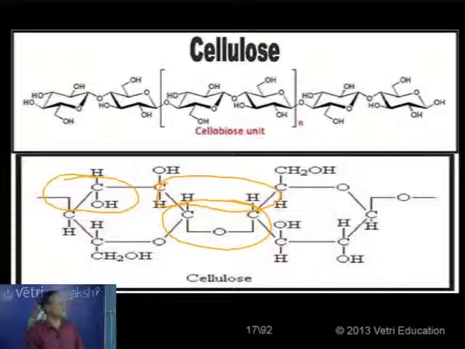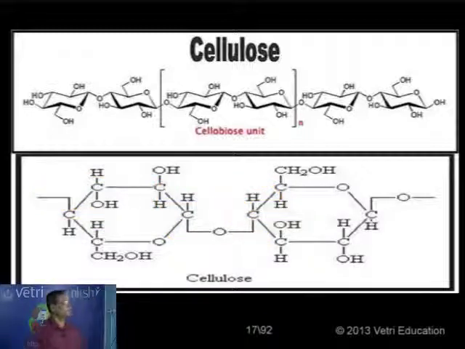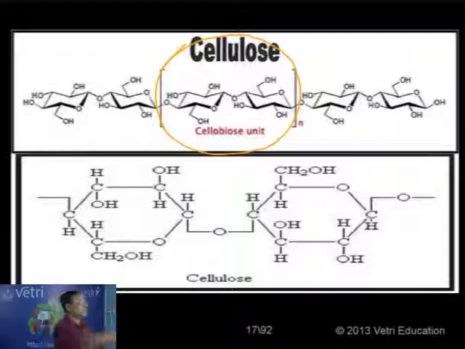Now here is a structure, a long chain of cellulose. On partial hydrolysis, you can see this is cellobiose, a disaccharide formed as a result of partial breakdown of cellulose. So partial hydrolysis results in cellobiose made up of two glucose units. This is cellobiose, a portion of the cellulose represented.